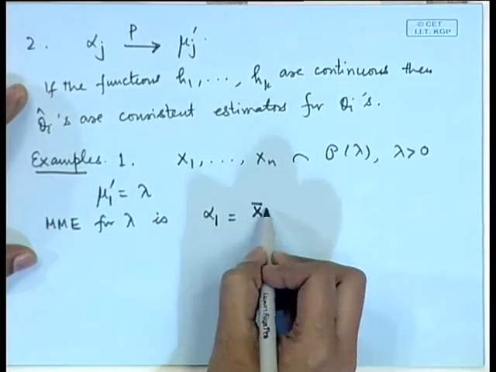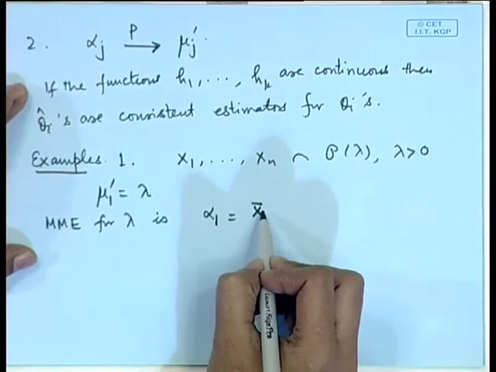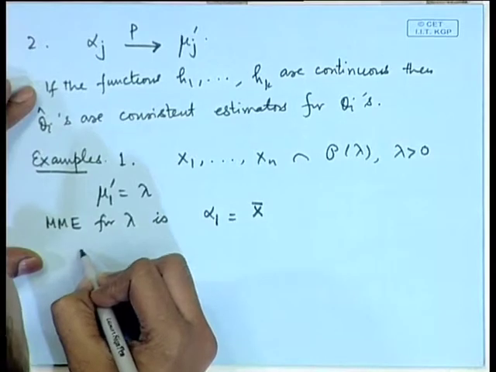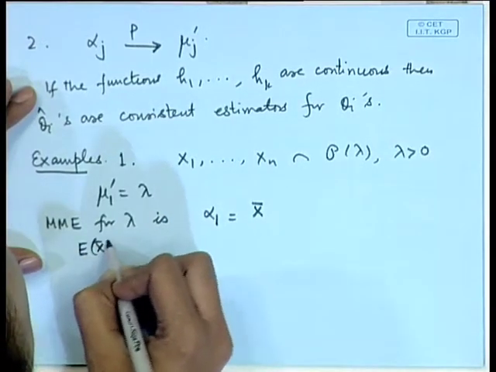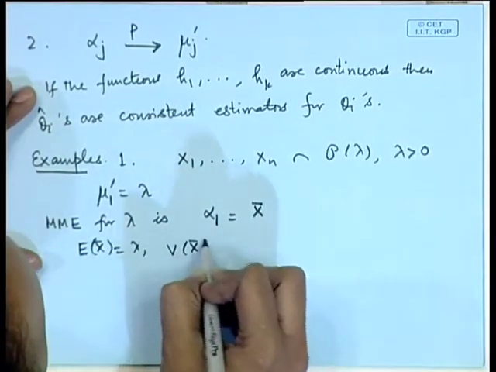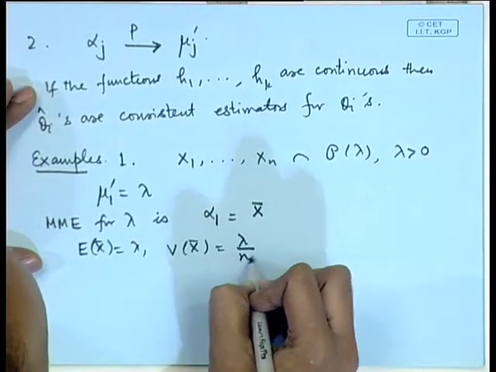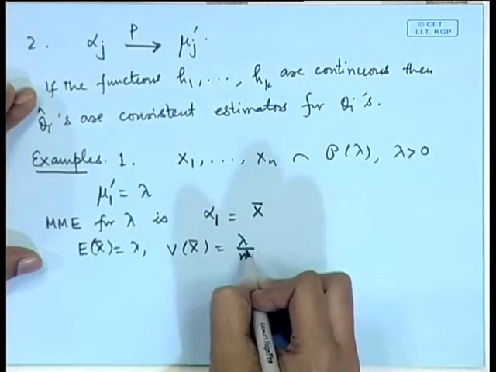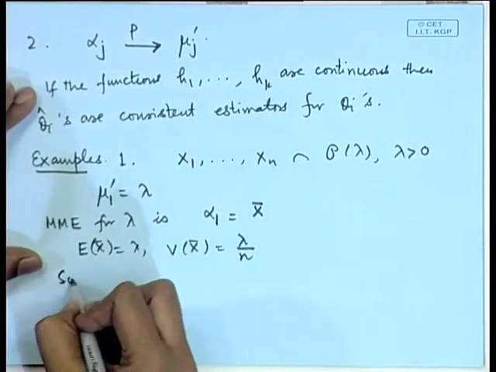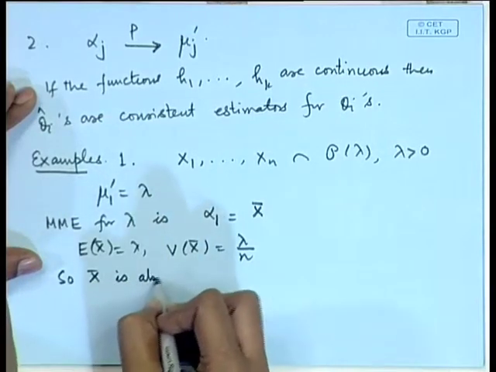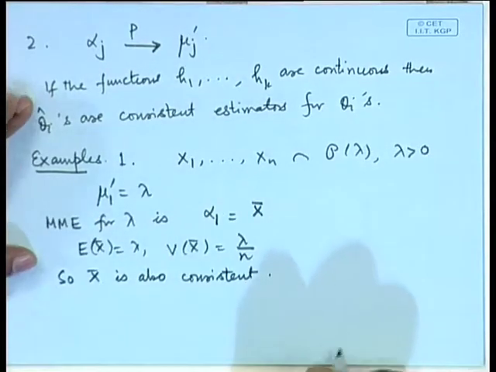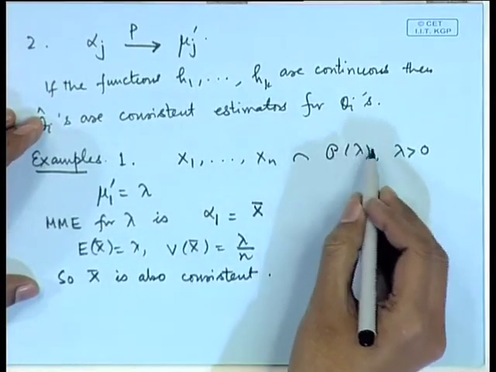So, we had actually seen that x bar is here unbiased. In fact, it will be consistent also, because expectation of x bar is lambda, and variance of x bar will be actually lambda by n, because the variance of a Poisson distribution is same as the mean. So, variance will become lambda by n. So, x bar is also consistent. So, you can see actually many times this method of moments estimator may be extremely simple.